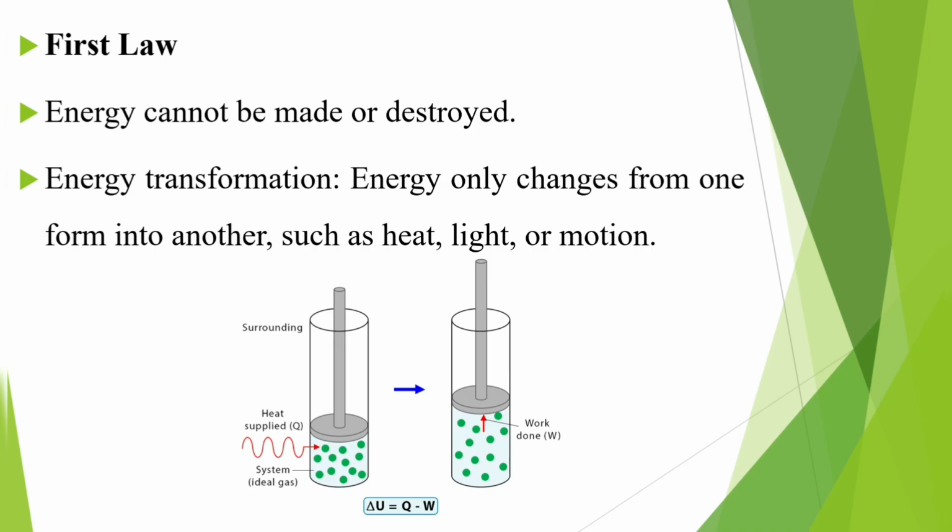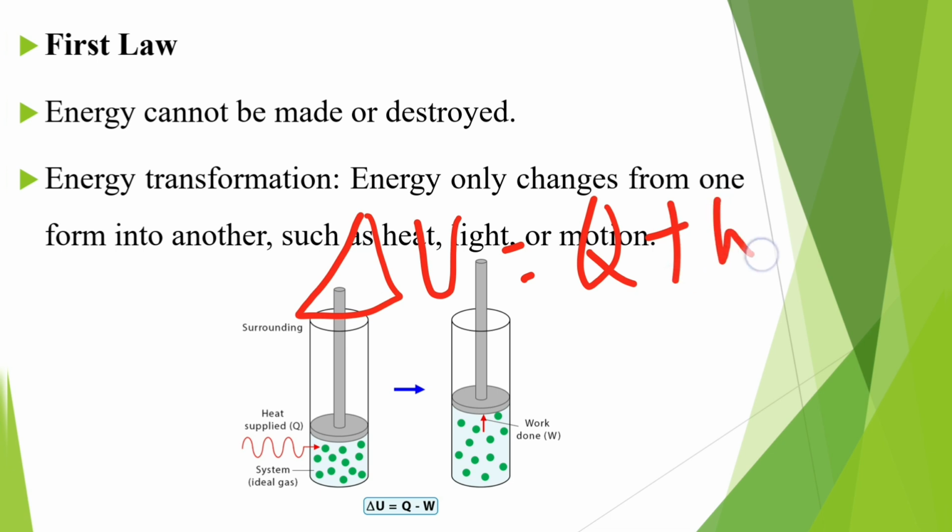So these are the key concepts, and the mathematical formula which describes this first law is delta U equals Q plus W. Here delta U is the change in internal energy, Q is the heat added to the system, and W is the work done on the system. This law is otherwise called the law of conservation of energy.